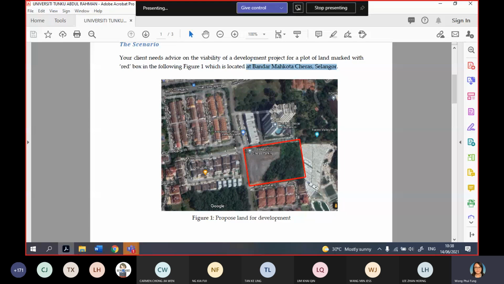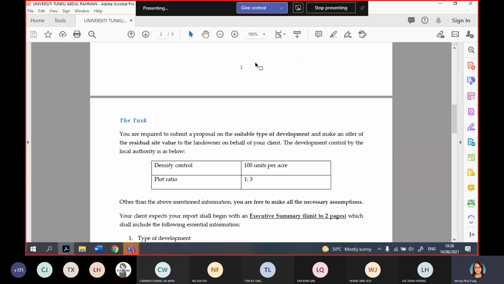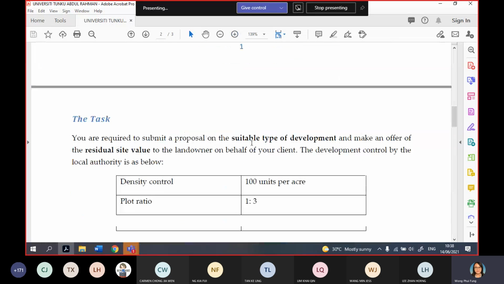Okay, this is the new assignment question that I set for this trimester. This land is located at Pandan Mahkota Cheras, beside the I-Residence condominium. So this is a land. Okay, so what are the tasks that I ask you to do?